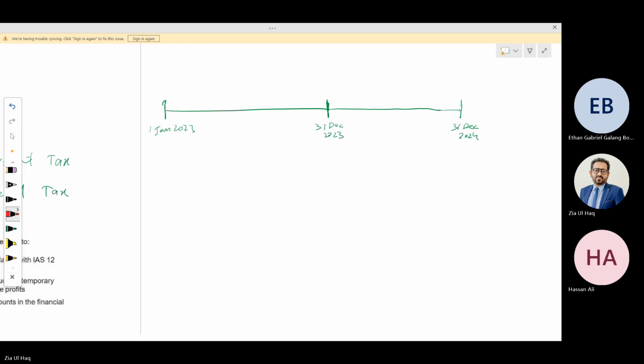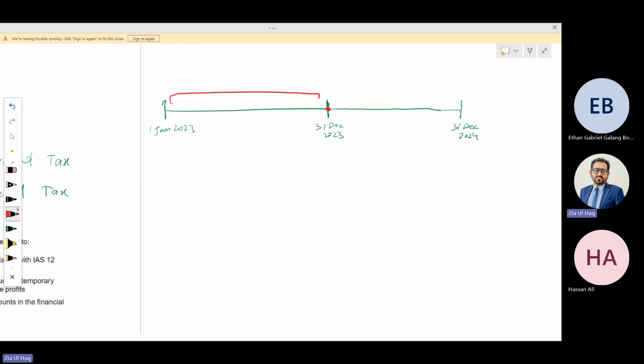This means for this year, the tax amount that is charged to profit and loss account, how can we calculate it? We'll calculate profit before tax and we'll apply the tax rate and we can calculate tax expense. At what date? At this date, year end. Whatever is the profit before tax between 1st January to 31st December, we will charge a tax rate on that profit and we will calculate tax expense for 2023.